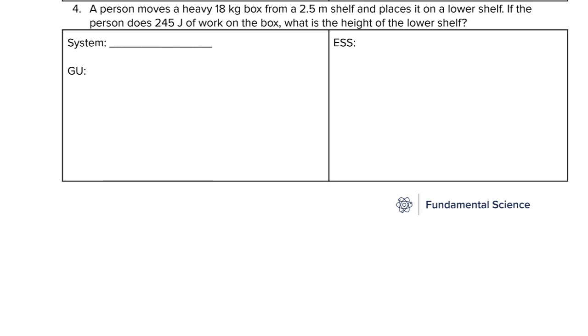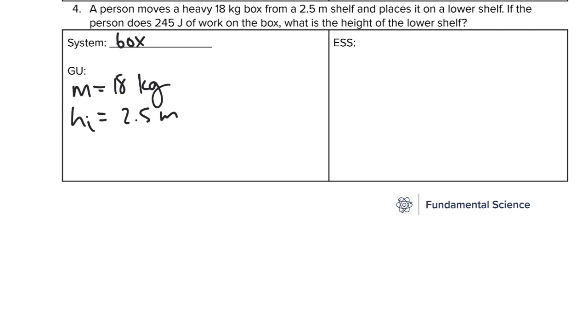It says a person moves a heavy 18 kilogram box from a 2.5 meter shelf and places it on a lower shelf. If the person does 245 joules of work on the box, what is the height of the lower shelf? So we've got a person moving a box, but we're mostly focusing on the energy of the box. So that's going to be our system. System is the box. All the things that we know about it are that it is 18 kilograms. That's a mass as indicated by the kilograms. And it's moving from a 2.5 meter shelf. So that's the initial height that's located at 2.5 meters.